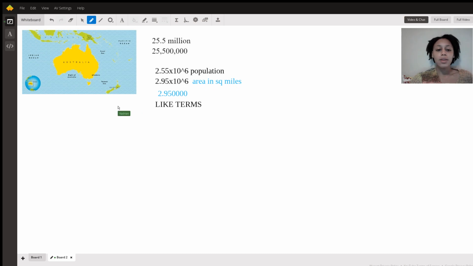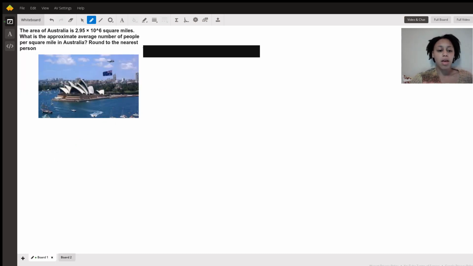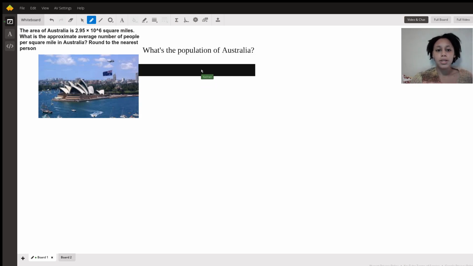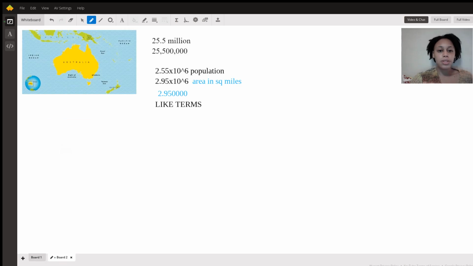Now we can use math to see how many people are in just 1 square mile. And what this is called is a ratio. So that's what we're going to do right now. We're going to set up a ratio. So let me move this out of the way.